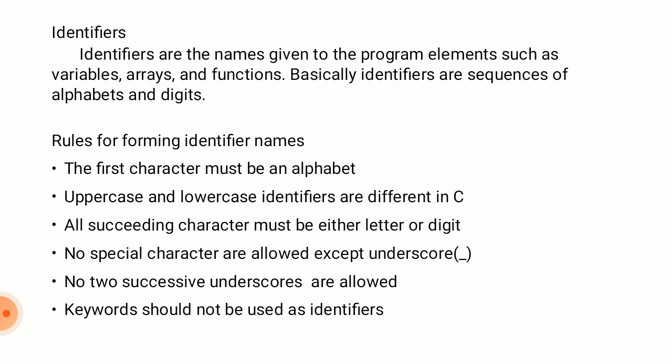Okay, so in the next video we will see examples of how to define and declare identifiers. Identifiers are nothing but the names given to the program elements, and these are sequences of alphabets and digits. When you are declaring an identifier, the very first character must be an alphabet, both uppercase and lowercase are different in C programming, and all succeeding characters must be either a letter or a digit. No special characters are allowed except underscore, but no two successive underscores are allowed, and keywords should not be used as identifiers. Okay, so this is the identifier.